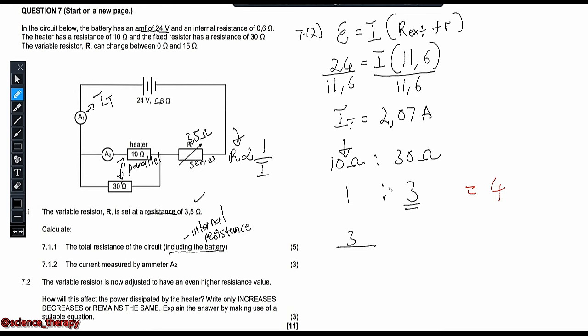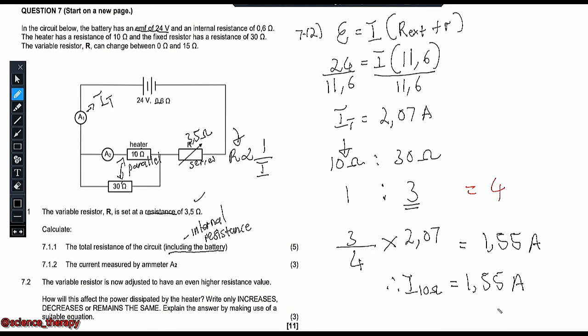So we're going to say 3/4. Note that we want the current of the 10 ohm resistor, but because it's inversely proportional, that means we have to take the ratio of the 30 ohm resistor over the total of the ratios, then multiply it by the total current that flows throughout the circuit. So that's 2.07 amperes. Now when we punch that, we get 1.55 amperes, and this represents the current of the 10 ohm resistor or the heater. So it's 1.55 amperes.